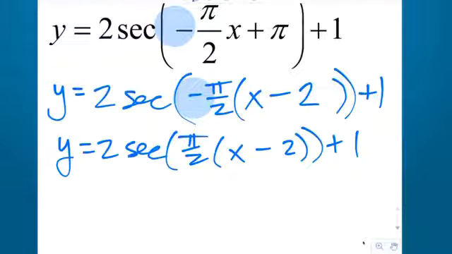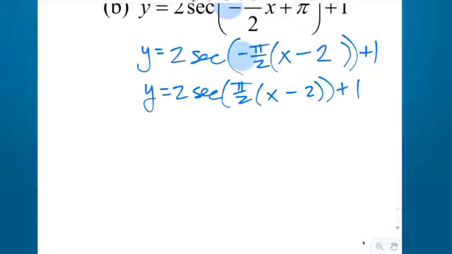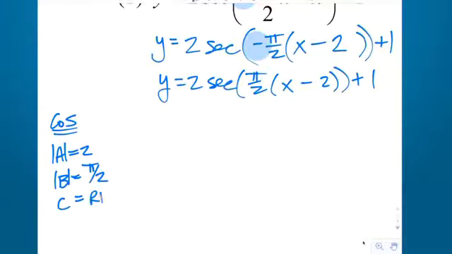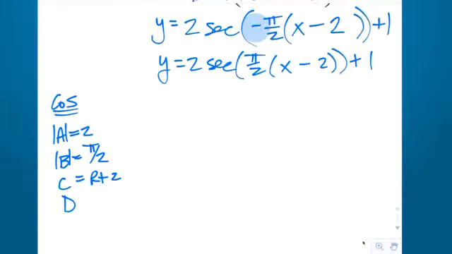So now it's in standard transformation form, and to graph it, we're going to pretend that it is a what? Cosine. Yeah, so let's go ahead and write the information for the cosine equivalent. The amplitude would be 2. The absolute value of b would be pi halves. C would be right 2. D would be up 1.